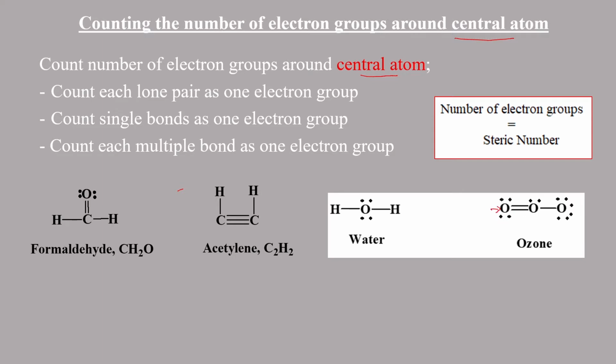This oxygen is terminal, connected with only one oxygen. This oxygen is terminal, connected with only one oxygen. For central, it has to be connected with two or more. So this carbon is actually connected with three atoms. So this is going to be the central carbon.